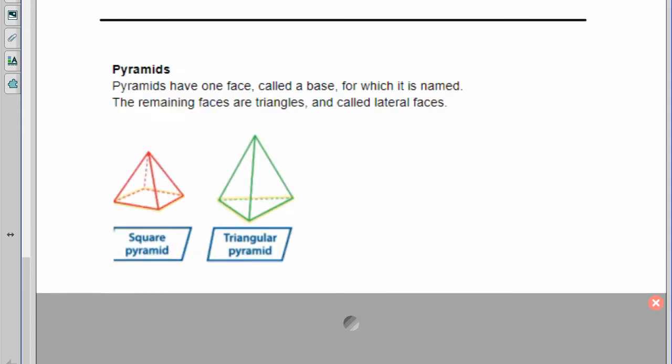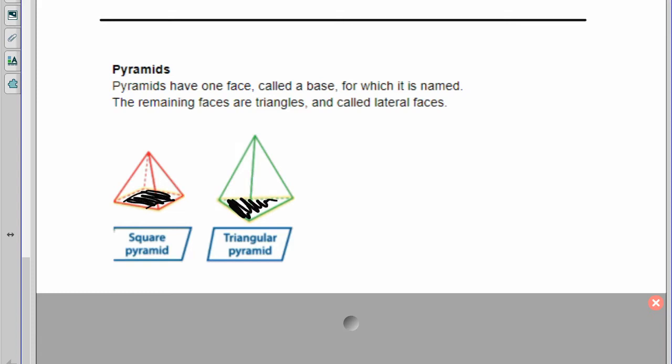Okay, we talked about this just a little bit earlier. We have pyramids, and pyramids have triangular faces. They're named by their base. So this one has a square base, so it's a square pyramid. This one has a triangle base, so it's a triangular pyramid.